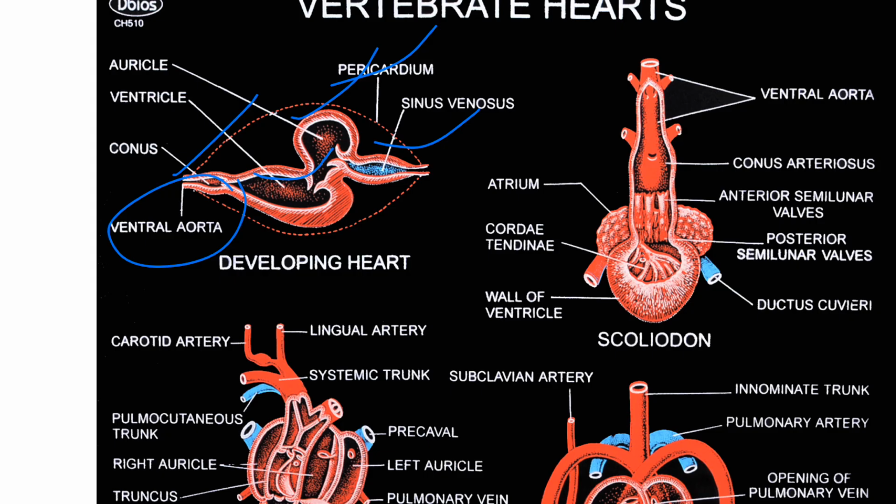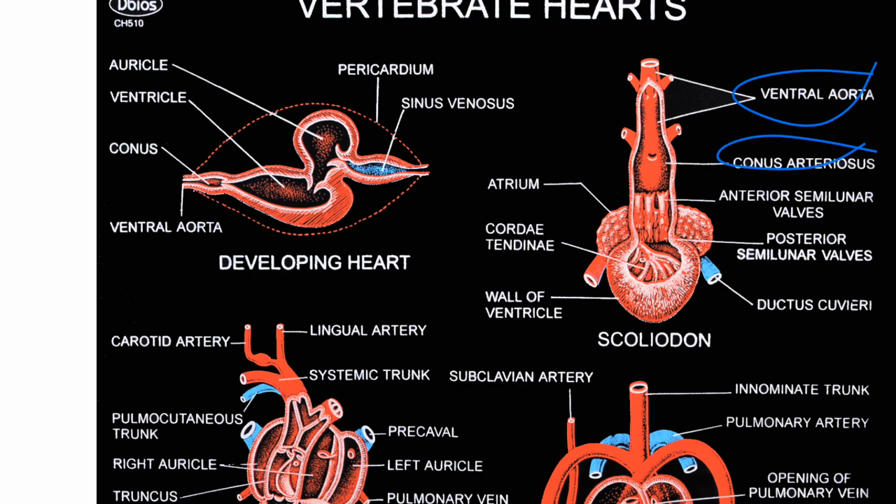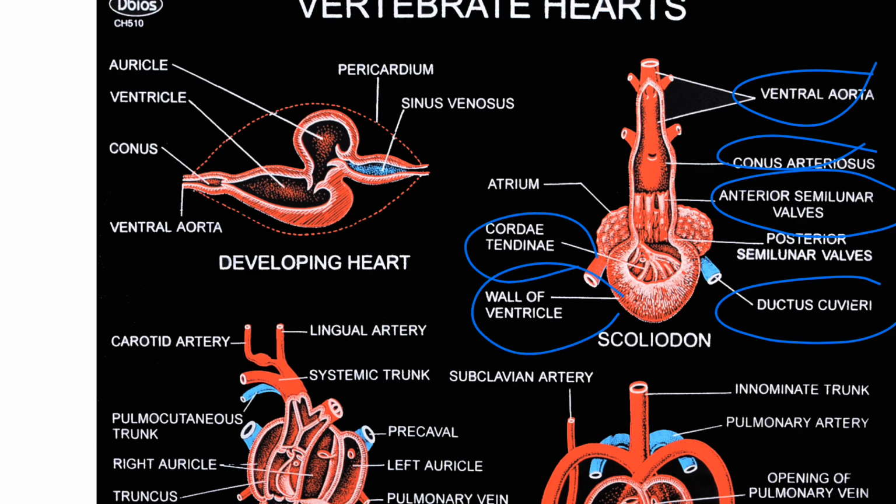Next, Scoliodon. This is also fish. Observe in this picture. Ventral aorta, conus arteriosus, anterior semilunar valves, posterior semilunar valves, ductus Cuvieri, wall of ventricle, cardiac dentine, atrium. So these are the structures present in Scoliodon fish.